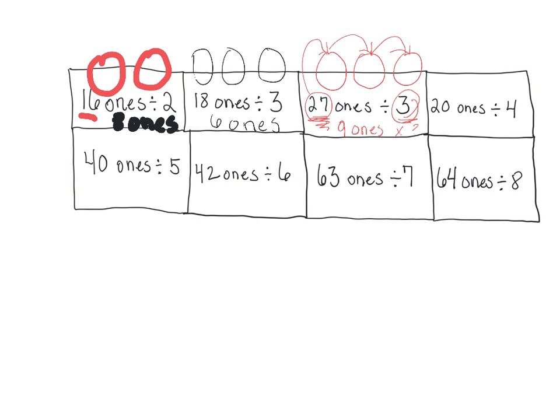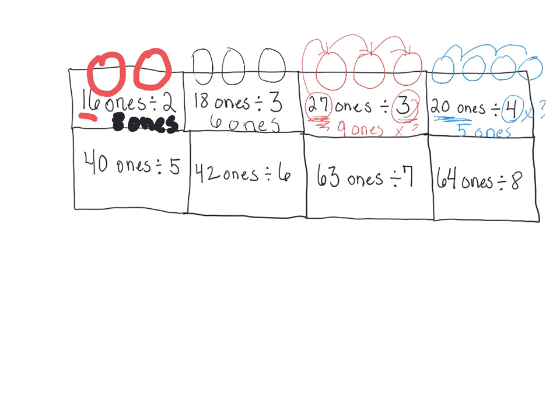Continuing, we have a total of 20 ones, and we're putting them into 4 equal groups. And we need to say to ourselves, 4 times what gives us 20? Well, it would be 5 ones that would go into each one of these 4 groups.